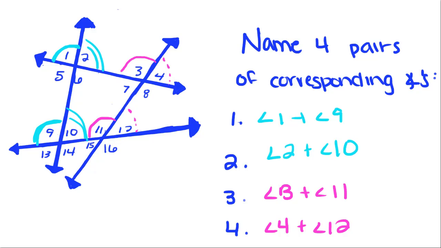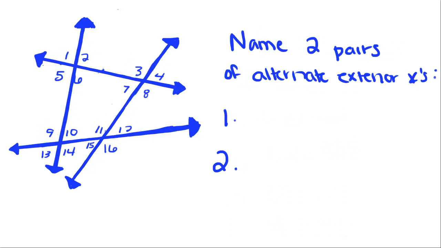Now we have one more kind of angle to do, which is the alternate exterior angles. So we want one angle that's on this side of this line. We want an exterior angle, so we're going to start with 1. We want an angle that's on this side, and that's an alternate angle. So angle 1 and angle 14. We do the same thing. We get angle 3 and angle 11.